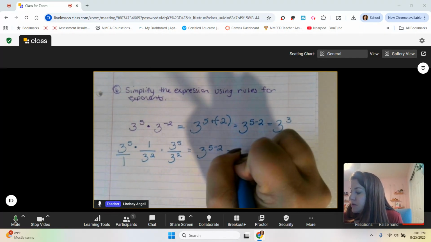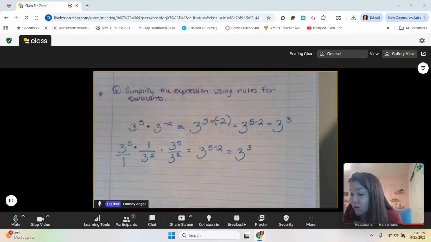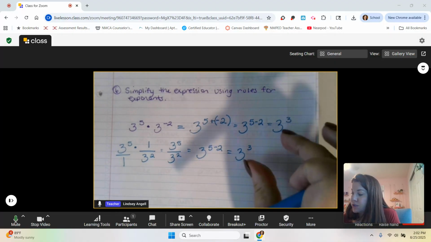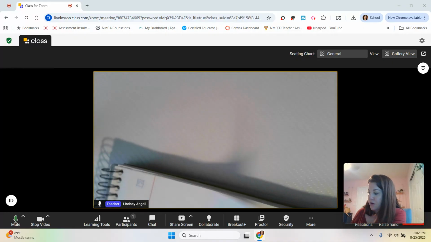And I think that is one of the coolest things about math, that most of the time there's more than one way to get there, okay? Because the rules are always true. So there's 2 different ways that you could solve number 6. Yours is just going to have different numbers.